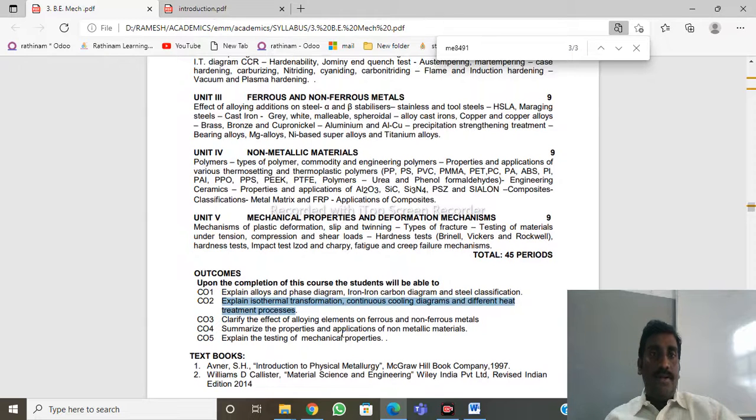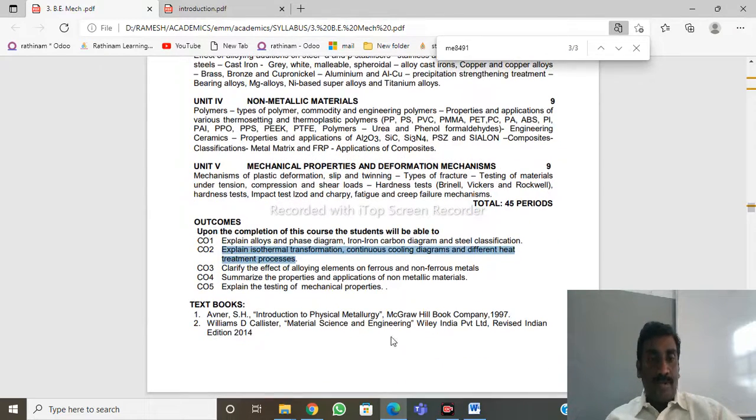Then the third unit would be ferrous and non-ferrous metals. After completing that unit, the student should be able to clarify the effect of alloying elements on ferrous and non-ferrous metals. Because ferrous metals are used for some engineering applications, and non-ferrous metals are used for different kinds of engineering applications, both are important to us. So we have to clarify the effect of alloying elements. Then only may we choose a proper material and implement it in engineering applications.